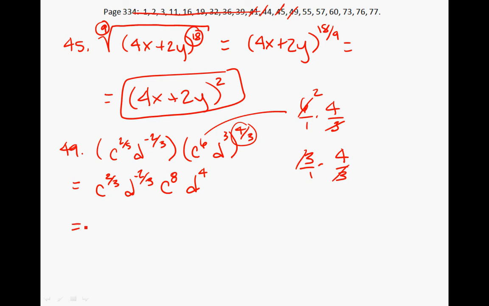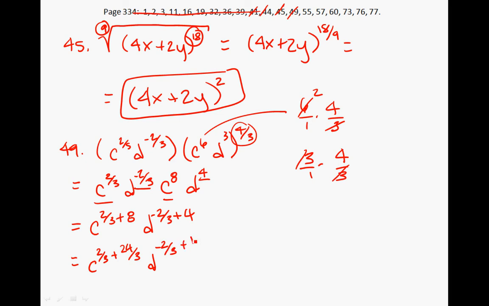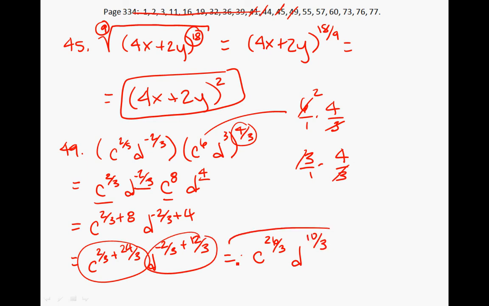Okay, and now we can just combine our bases. These two are going to go together, so we have c to the 2/3 plus 8. And these two will also get together. So we have negative 2/3 plus 4. So you could then simplify this. We need common denominator, so c to the 2/3 plus 24/3. And then the same thing with the other one. Okay, so here we get 26/3. And here we get 10/3. And that's the answer.